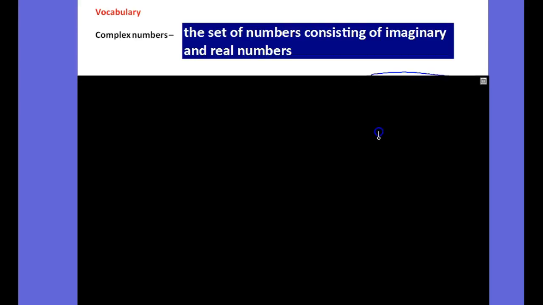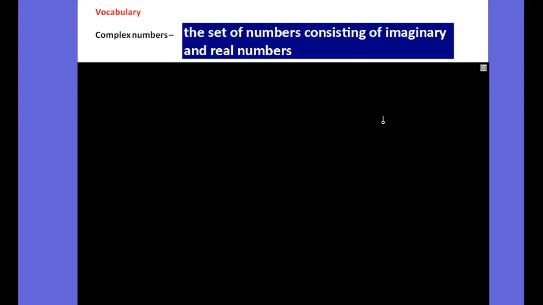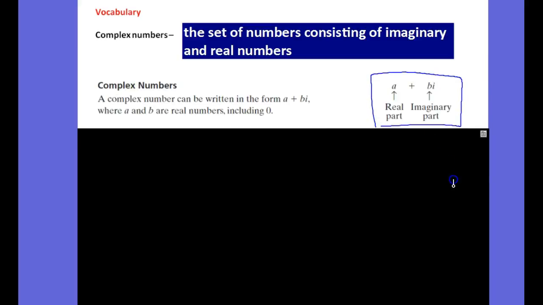So, by definition, a complex number is a number that consists of an imaginary and a real number. We refer to it or see it as a plus bi. You will see a plus bi.